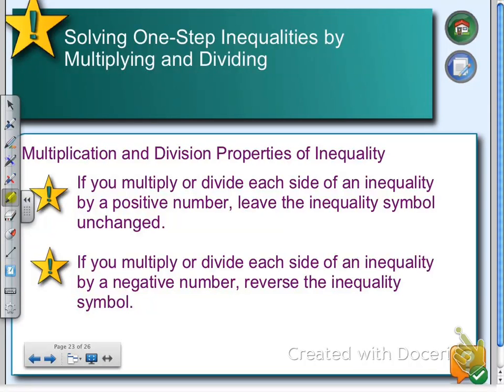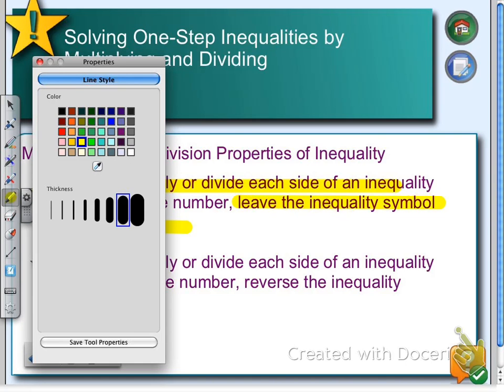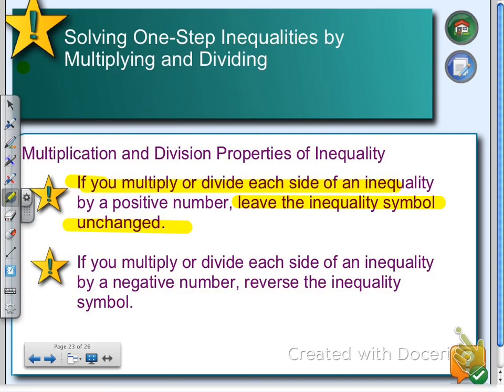If you multiply by a positive number in an inequality, nothing changes. You should already have this. Leave the inequality symbol unchanged. Mr. Lauer, you told us to highlight a positive number too. But, an inequality of positive. That's fine. Thank you.